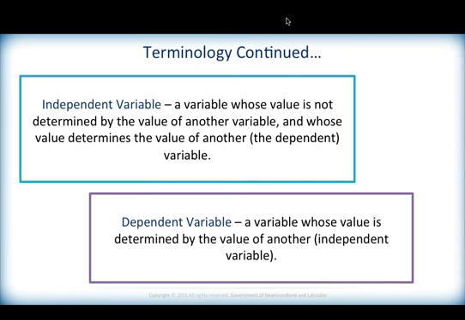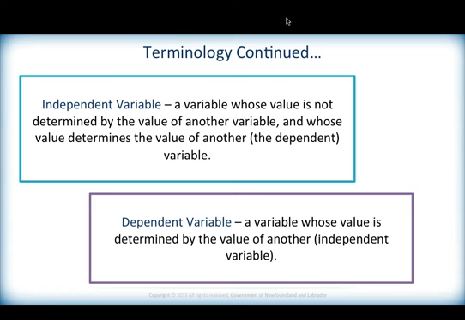Next, we have independent and dependent variables. Independent variable is a variable whose value is not determined by the value of another variable, and whose value determines the value of another, the dependent variable. So if you want to think of this in terms of a graph or a table of values, the independent variable is usually the x values, whatever is on your first column in your table of values, or your horizontal axis on the coordinate grid.